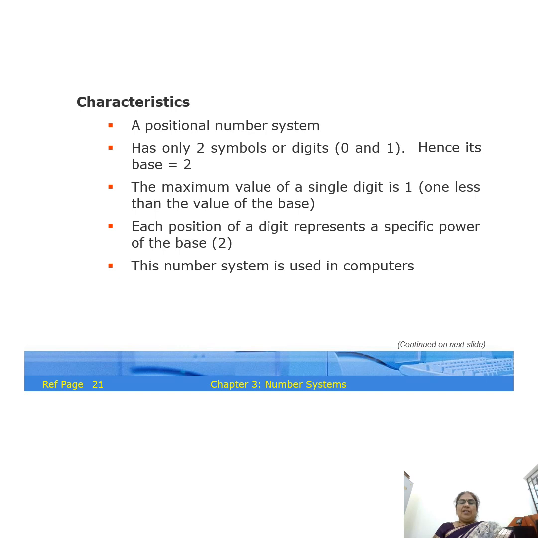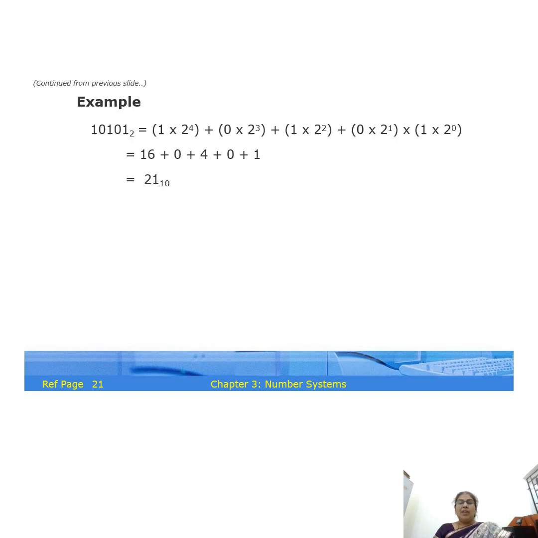So next one is base 2, the binary system, which is also a positional number system. This base is represented as 2. Here only two symbols or digits are used, 0 and 1. Hence its base is only 2. The maximum value of a single digit is 1, that is 1 less than the value of the base. Each position of a digit represents a specific power of the base. This number system is used in computers. Here the digit value is less than 2, so 1 and 0 are used.